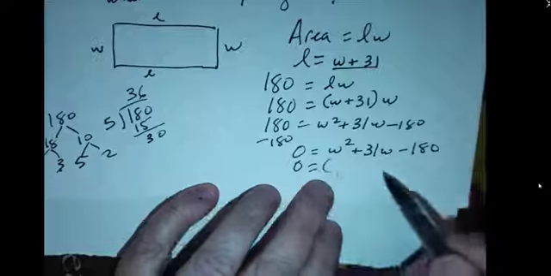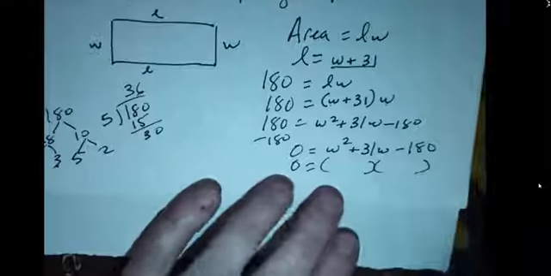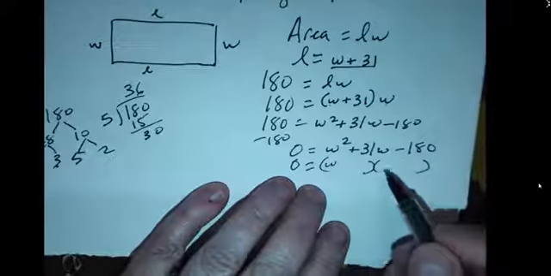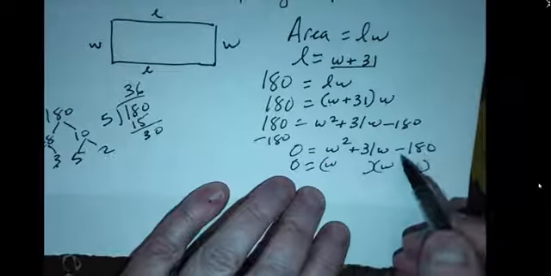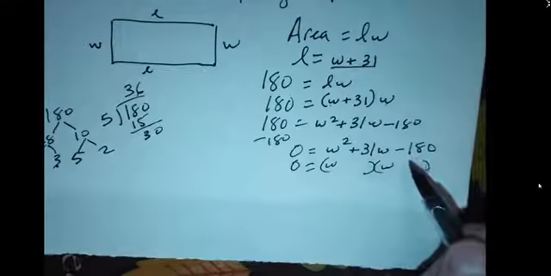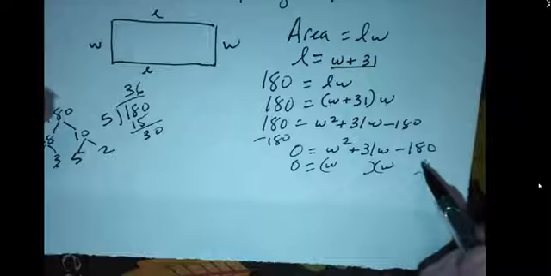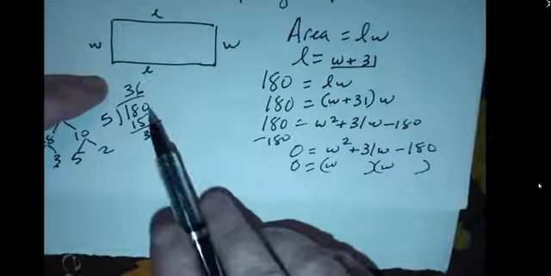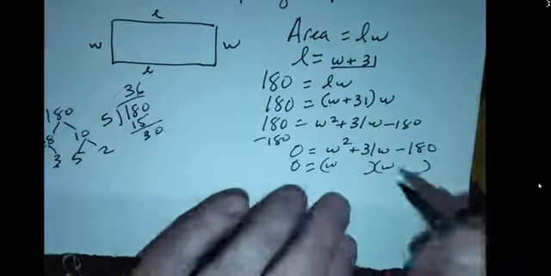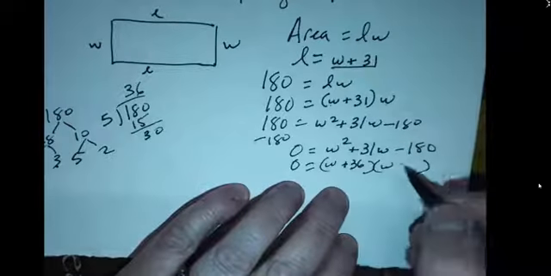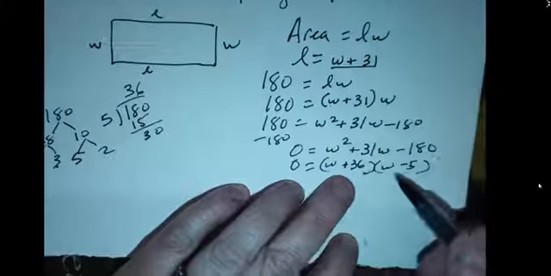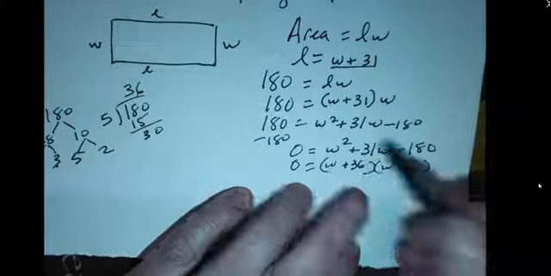If it takes you too long to factor, then you can always use quadratic formula to get the solutions to this. But I want two numbers that add up together to give me 31, but their product is negative 180. So I want positive 36 and negative 5. That should do it, because 36 times negative 5 is negative 180, and 36 plus negative 5 is 31.